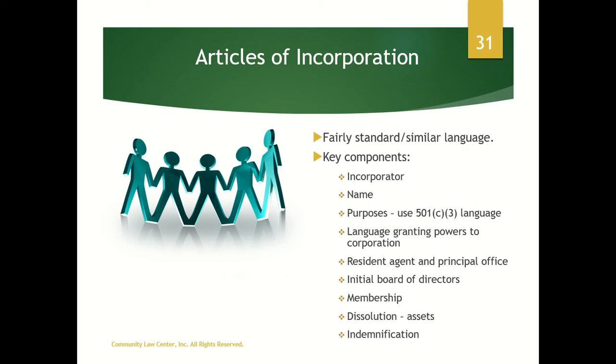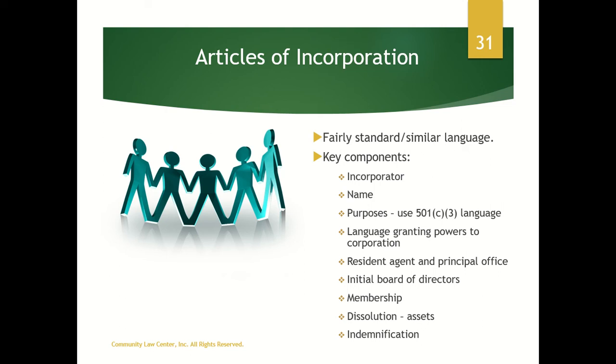You'll list your initial board of directors, so you'll say at this moment in time, here's a snapshot of who is involved in this organization. You don't need to go back and change this as the board changes. So this is just saying, at the moment we're filing this document, here's who our initial board of directors is. You'll have a section on membership stating, okay, here's who can be a member, and that might be the board of directors or it might be a larger group.